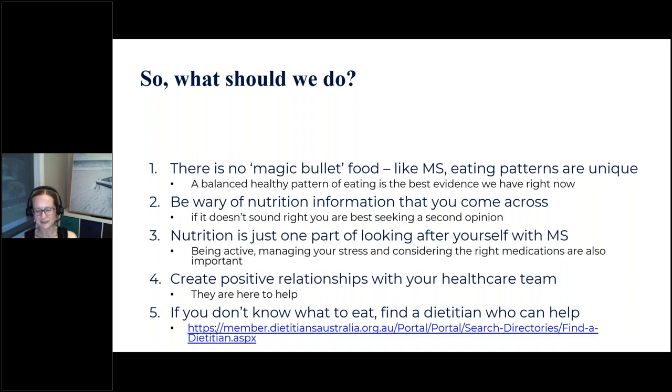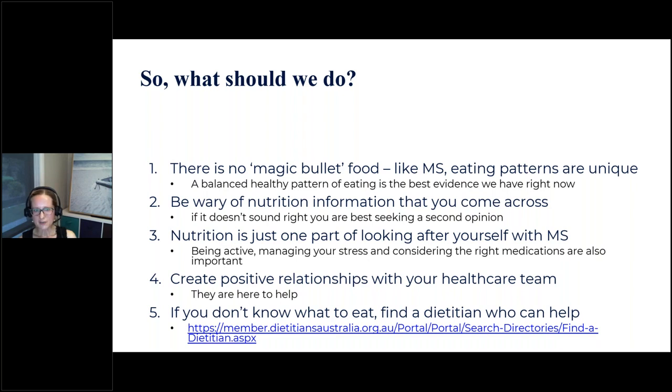And of course, if it comes down to food and you don't know what to do and your neurologist has no idea and your MS nurse has no idea and you can't find a dietitian, I have given you the web link there for how to find a dietitian. We have quite a number of dietitians across the country, across the different states, so you can have a look and see whether you have one nearby. There aren't too many MS specialist dietitians. We're slowly increasing in numbers, and the awareness is being raised amongst our profession.